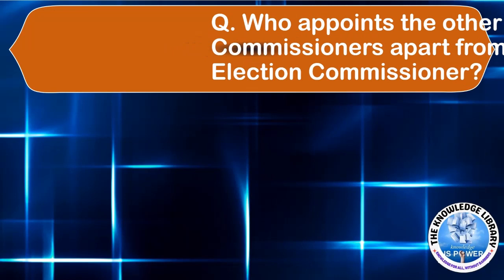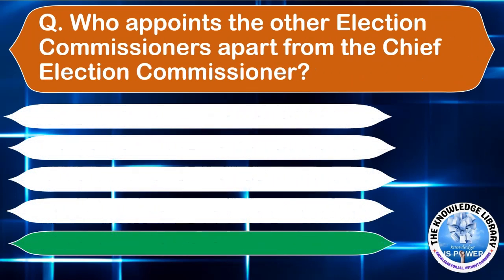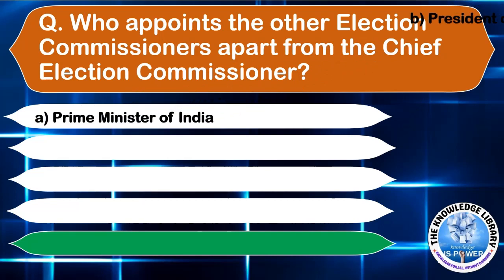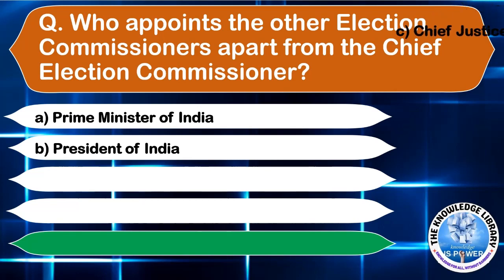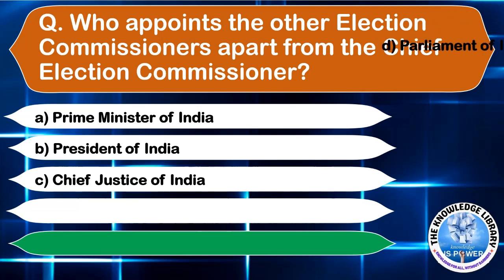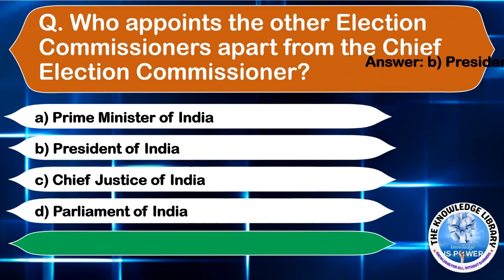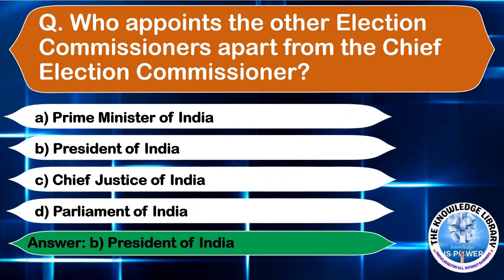Who appoints the other election commissioners apart from the Chief Election Commissioner? Option A Prime Minister of India. Option B President of India. Option C Chief Justice of India. Or option D Parliament of India. The correct answer is option B President of India. Moving to the next question.